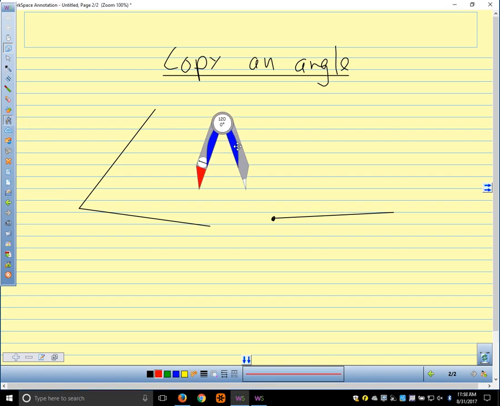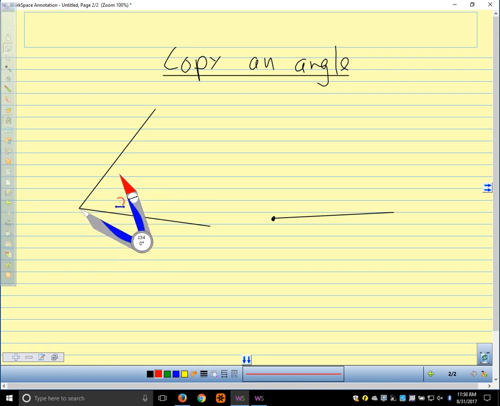Now you grab your compass, put the sharp point on the vertex that you want to copy, and now I'm going to make an arc through both rays of that angle. It can be any arc. You don't want a huge arc like this, but you also don't want a tiny arc like this. It's just some kind of medium arc. And it needs to go through both rays.